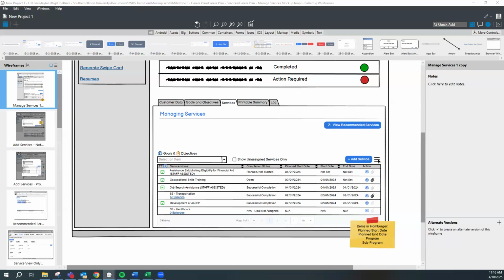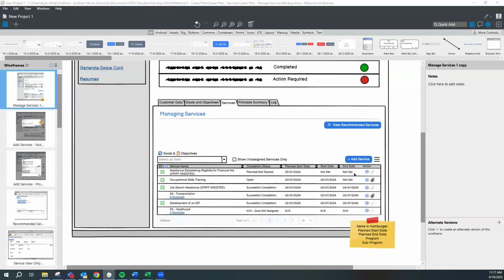So in the hamburger, the columns you could add if you wanted to view them would be planned start date, planned end date, program, sub-program. Right. And that's what I thought. So then we would have service name, completion status, start date, and end date. Do we think those four columns make sense to be standard? Yeah, I mean, to me, I would leave that open. Maybe a survey poll for another time or something. I just wanted to make sure that that's what you meant with that Post-it note that you attached there.